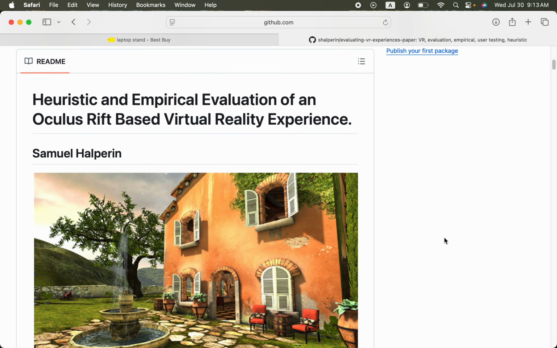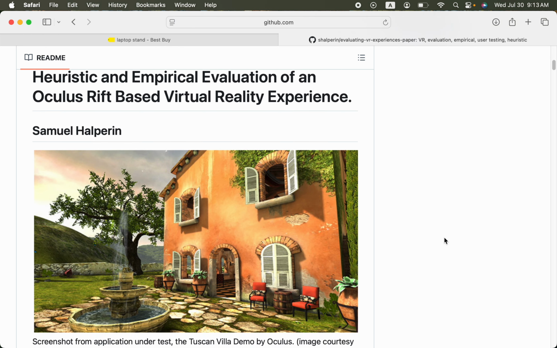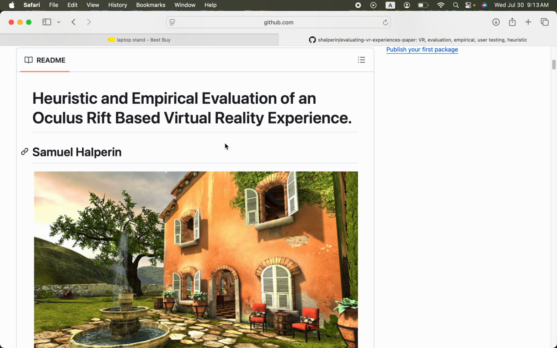So I did this paper at Nova during my graduate degree on evaluating VR experiences, and it talked about heuristic evaluation, which is rule based. Like a rule would be, don't zoom the user all over the environment without their input because it'll make them sick. Don't spin them around in a circle because it'll make them sick. Versus empirical evaluation, which is actually user testing.